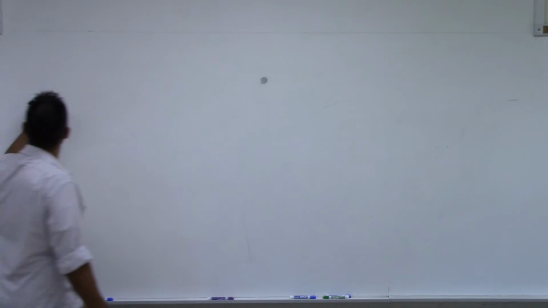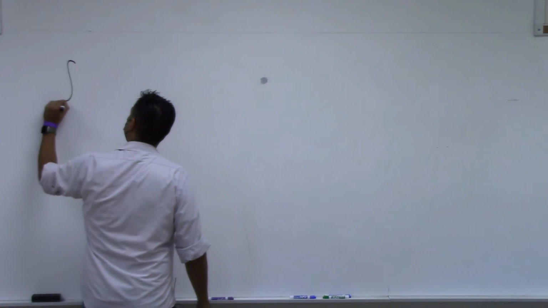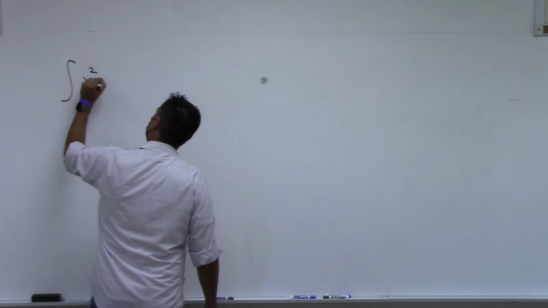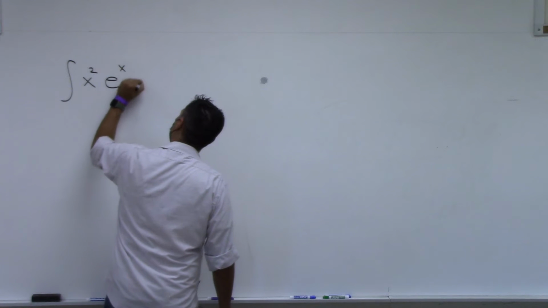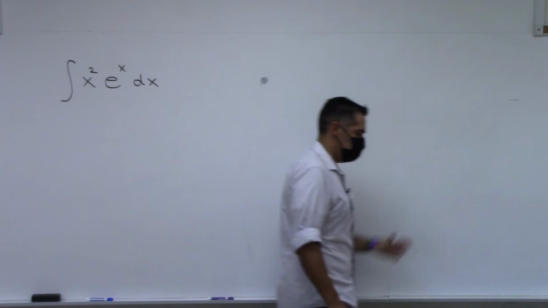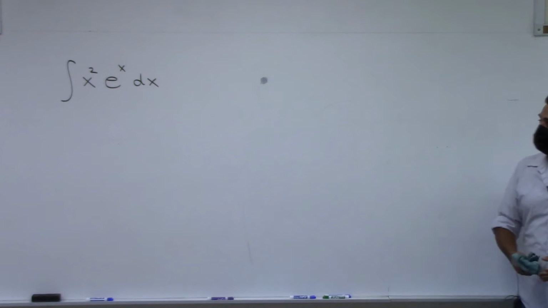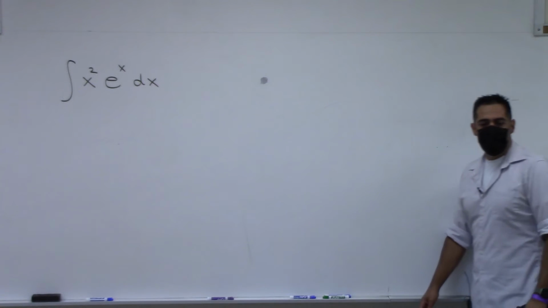All right. Now, next example. That was pretty okay, I guess. Get to take care of that little 10. Okay, how about this one? The antiderivative of x squared times e to the x.